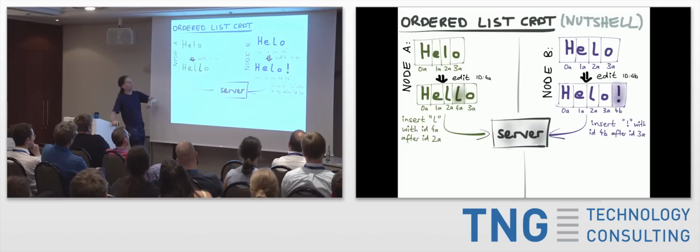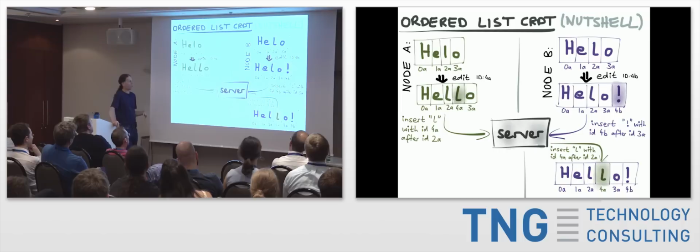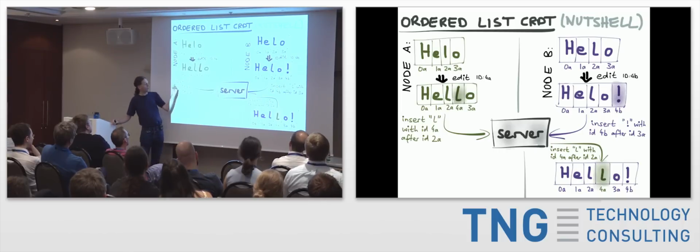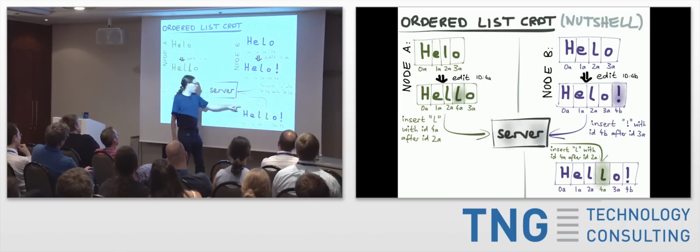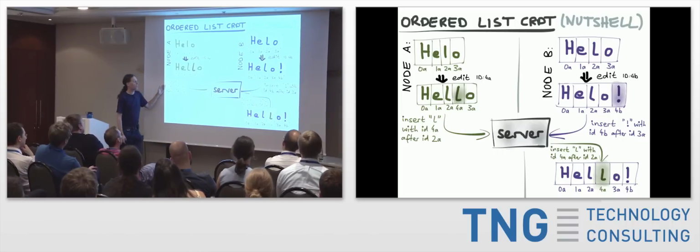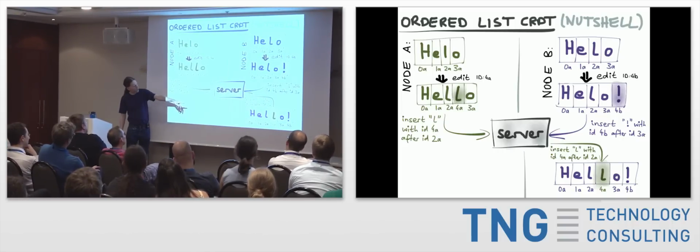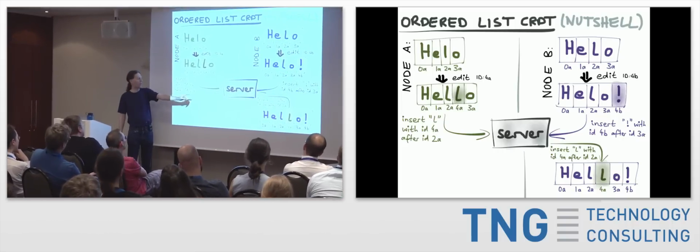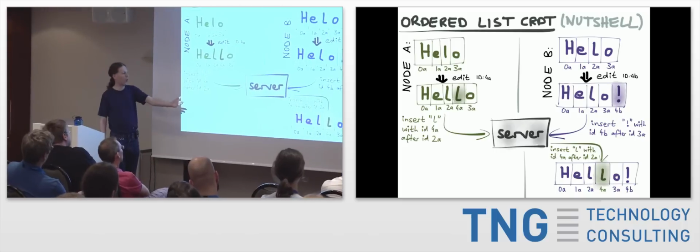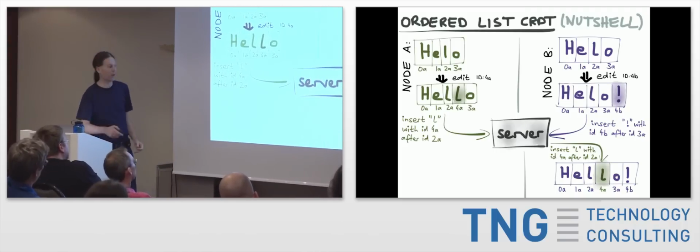And likewise, on the right-hand side, we insert the exclamation mark. It has a new ID of 4B. We want to insert it after 3A, because 3A is the ID of the O. So this works quite nicely now. We can take this message, and the server can simply forward it over to the other side. And so on this side here, we have this forwarding of insert L with ID 4A after ID 2A. 2A still is the first L there, so we insert the second L after the first L with ID 4A, and we end up with the document that we wanted.